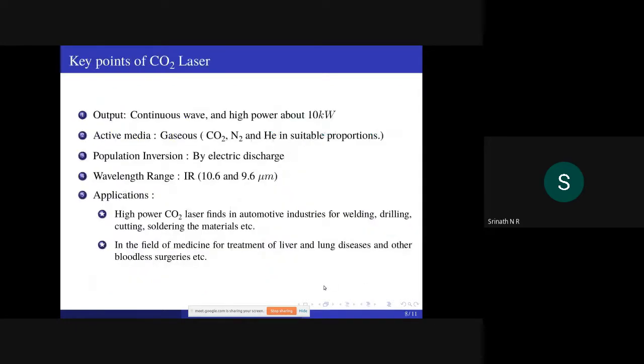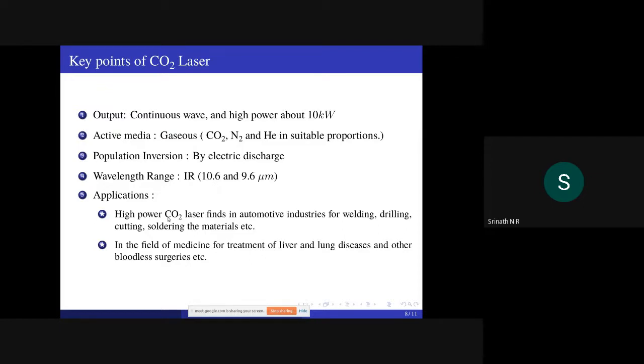Key points of carbon dioxide laser. Output: continuous wave and high power, about 10 kilowatt. Active medium: gaseous, that is composed of carbon dioxide, nitrogen and helium in suitable proportions. Population inversion by electric discharge. Wavelength range: infrared, that is 10.6 and 9.6 micrometer.